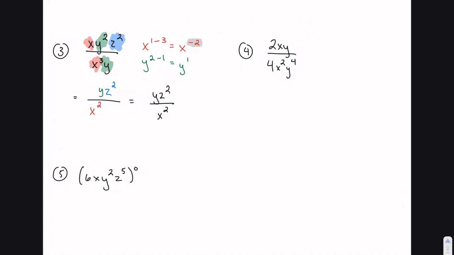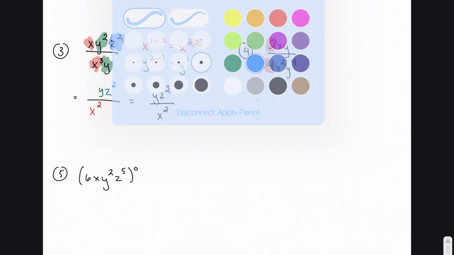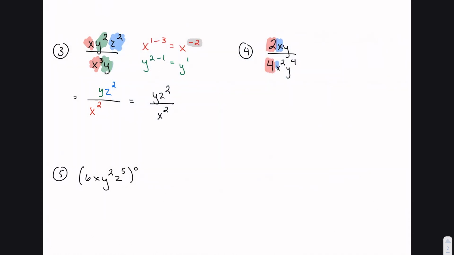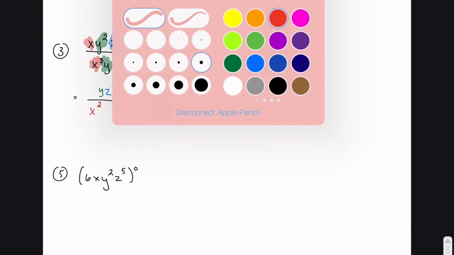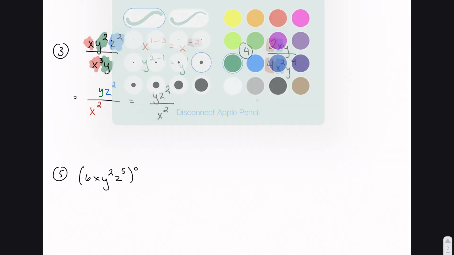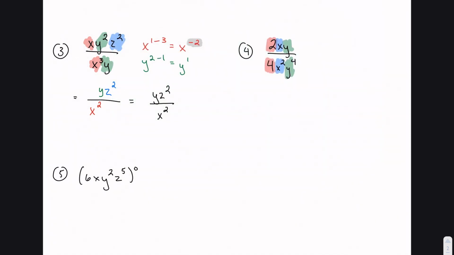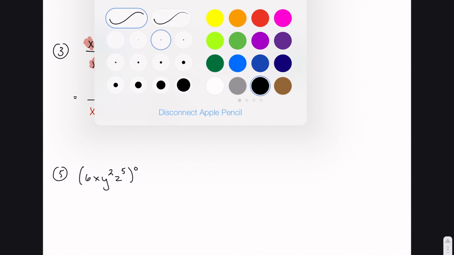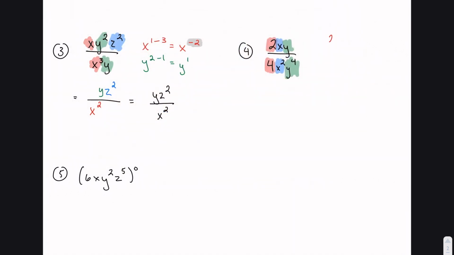In number 4, it's the same type of idea, except I also now have to account for my coefficients, just my numbers here. So we'll come back to that in a minute. Let's just identify our like powers, or like bases here. So my x's and my y's will be separated, and we're going to take this in pieces. So 2 over 4 is going to reduce to 1/2. So if I were going to start piecing my final answer together, I have 1/2.